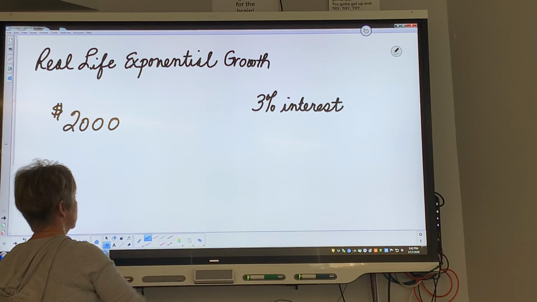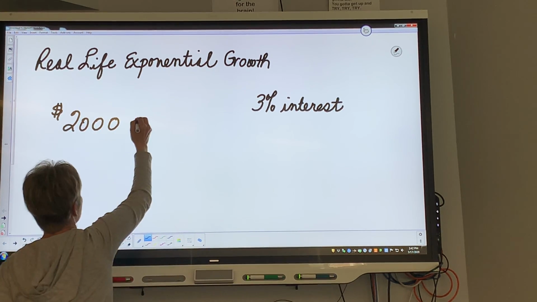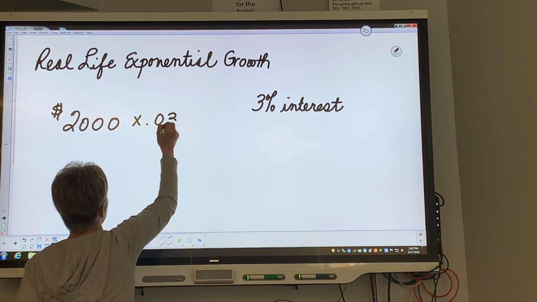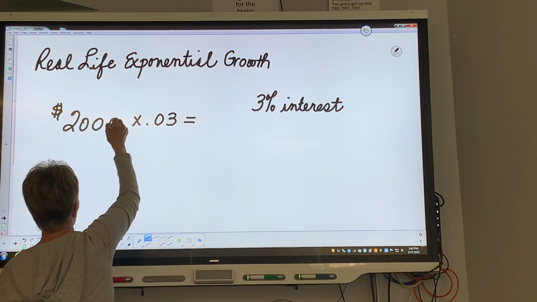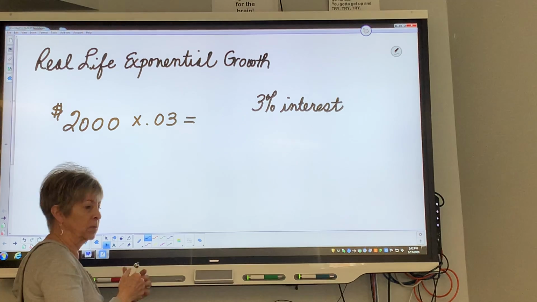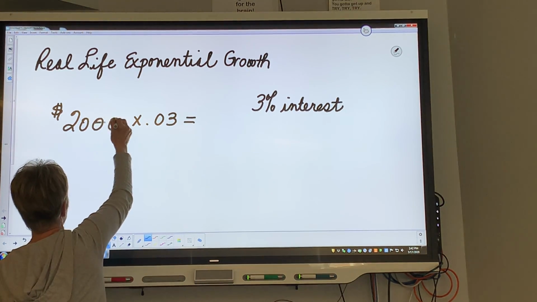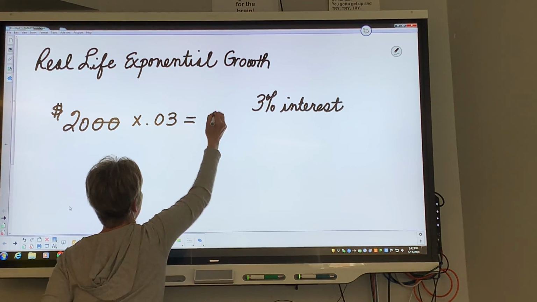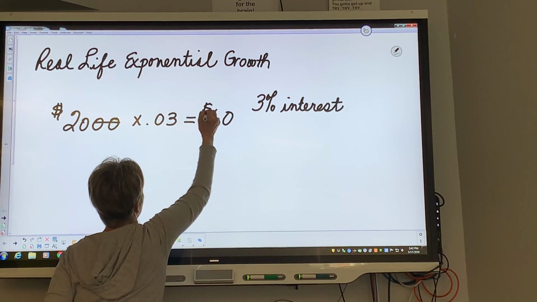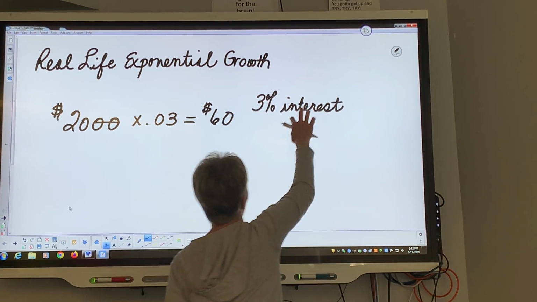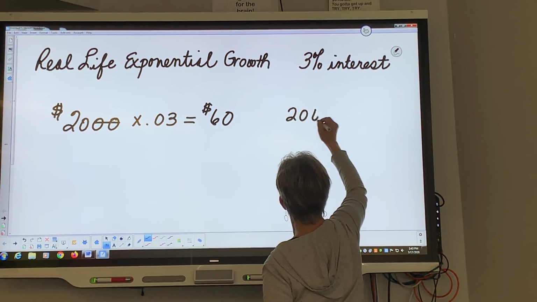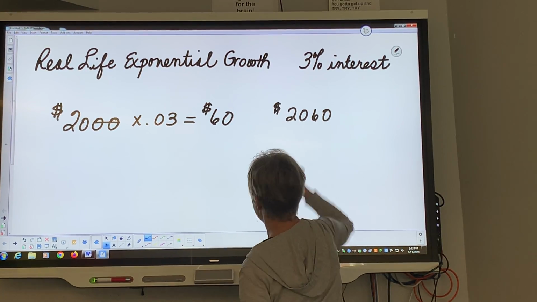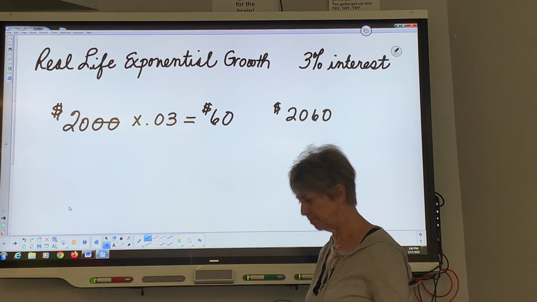So this is the way, if you only got interest once a year, here's what you'd have to do. You would have to take 2,000 times your 3% interest. And remember, the quick way to find 3%, we're going to knock 2 zeros off and multiply by 3. So that's going to give me $60. So at the end of year 1, you are now going to have $2,060. Does that make sense?